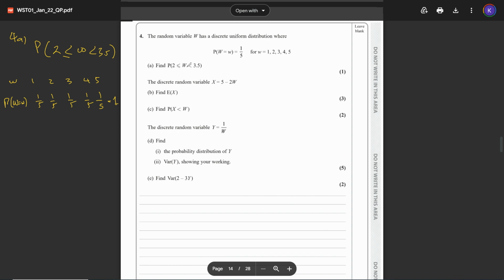So the probability that W is between 2 and 3.5 would lie in that region there, which means it would be 2 of those, basically. So it'll just be 1 over 5 plus 1 over 5, which is 2 over 5. As simple as that, right? Okay, let's leave that probability distribution table up there in case we need it for the next part. This is my table of probabilities just to refer to.